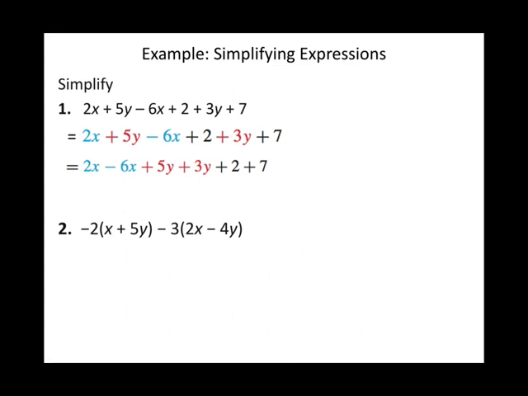To combine the like terms, you just want to add up the coefficients with the same variable terms. So I have x and x, these are the like terms. So I'm going to take care of the coefficients. 2 minus 6 will be equal to negative 4x. 5 plus 3 will be equal to 8y. 2 plus 7 will be equal to 9 here. Only take care of the coefficient. Keep the variable terms.